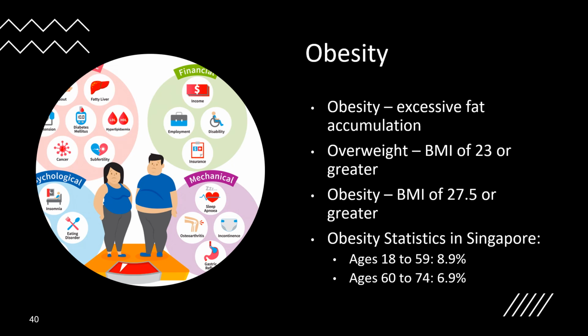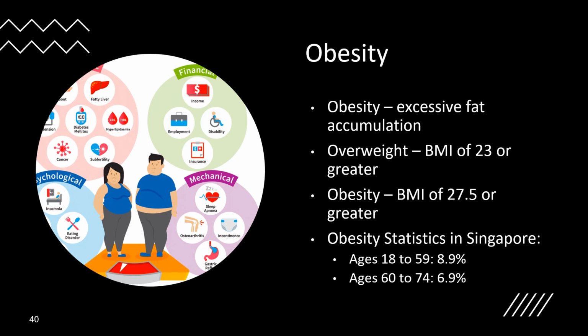Obesity has always been a perennial problem in Singapore. Overweight and obesity are defined as abnormal or excessive fat accumulation that may impair health. Body mass index, or BMI for short, is a simple index of weight for height that is commonly used to classify overweight and obesity in adults. It is defined as a person's weight in kilograms divided by the square of his height in meters.